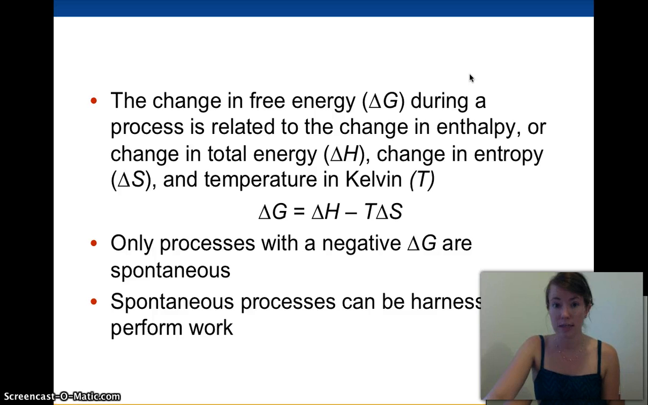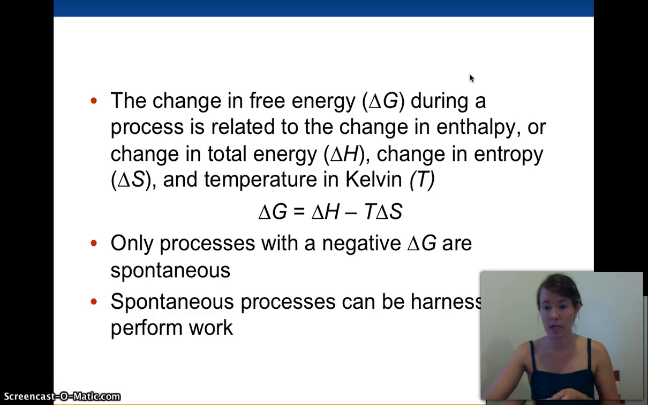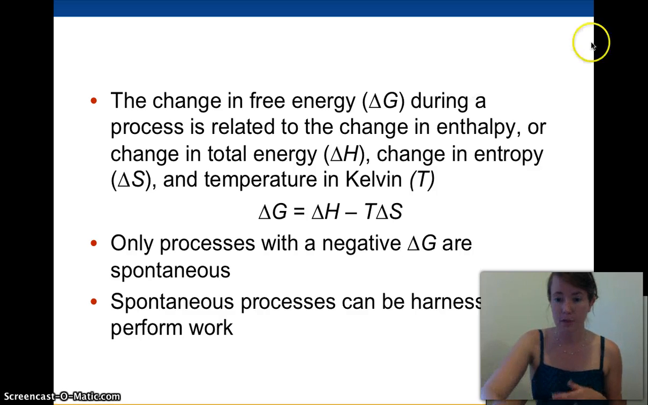So that's what delta G is. The change in free energy, delta G, during a process is related to the change in a couple of things. So we have an equation here: delta G equals delta H minus T delta S. There are a lot of factors going into the change in free energy. Delta G, remember, is the change in free energy, the energy available to do work. Delta H is the change in total energy, and that's enthalpy. So this is total energy, not just energy available to do work.